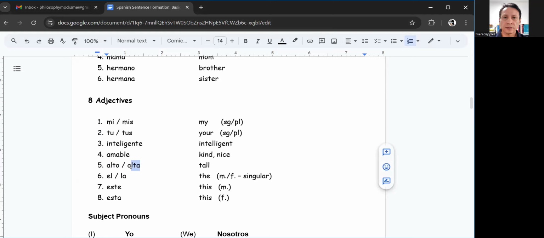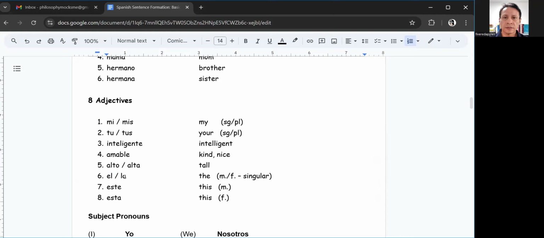And then alta means tall for feminine nouns, and alto for masculine nouns. Okay. El and la are definite articles. The. This is, by the way, in Spanish we also have plural. We have this, but these are just the singulars.